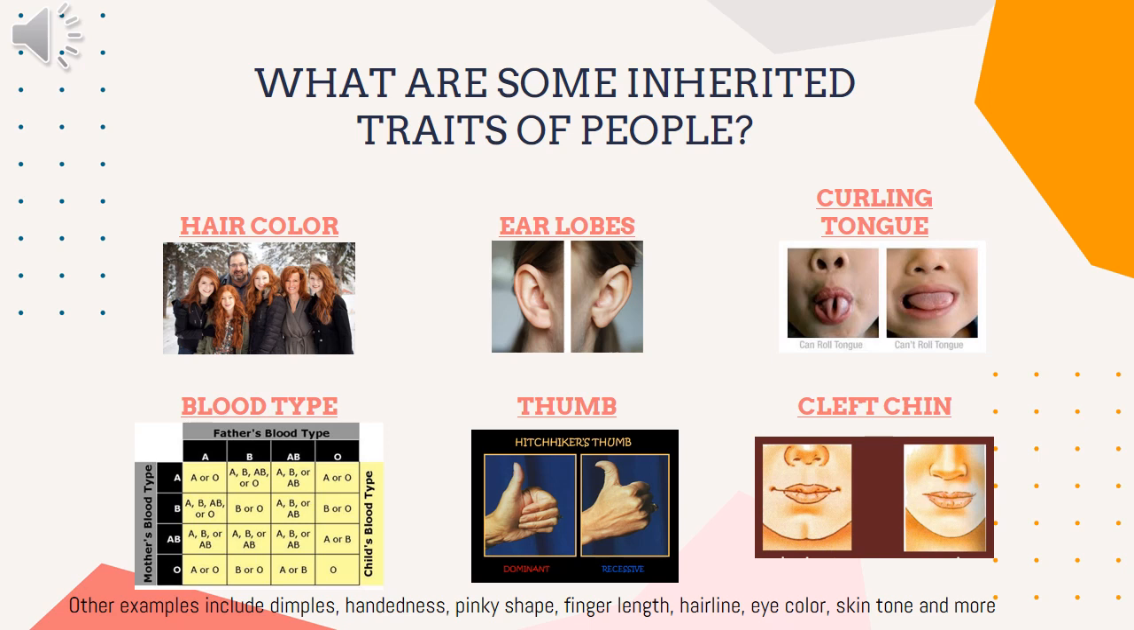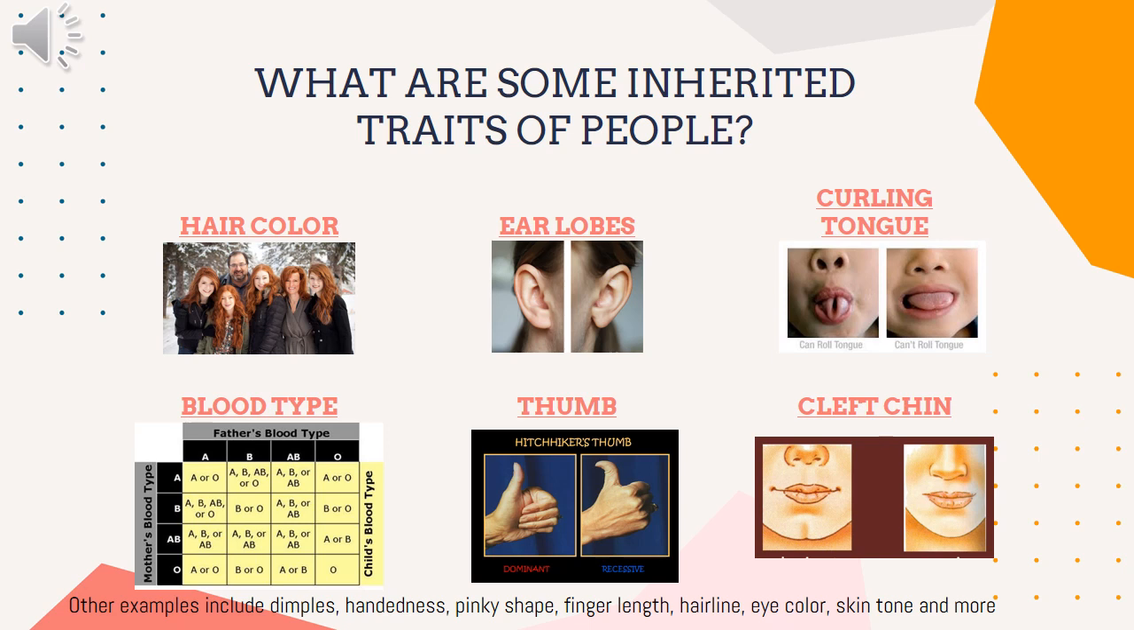Your blood type would be another example of a trait that is inherited from your parents. Depending on the type of blood your parents have, that would indicate what type of blood you would have. There's also a thumb characteristic, the way that your thumb bends backward. Normal thumbs don't bend all the way backwards. Mine actually does. I have that hitchhiker's thumb where it will flip over backwards, and that's an inherited trait.